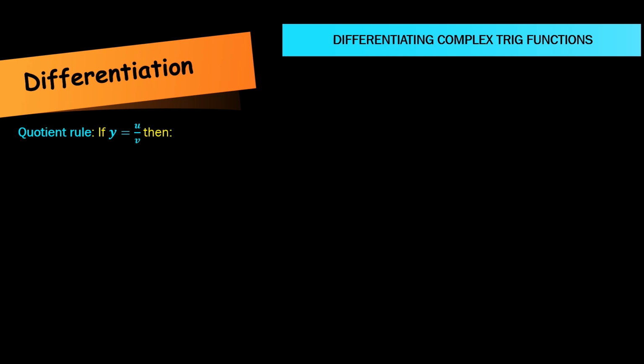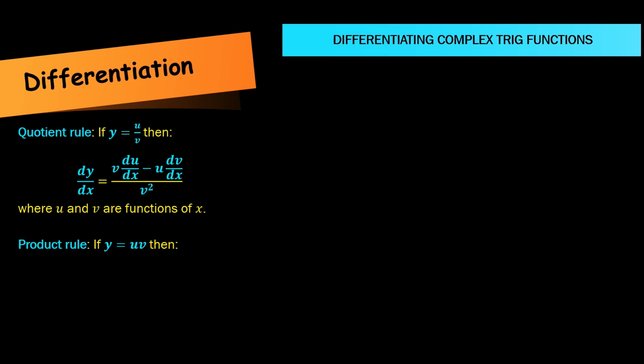The quotient rule states that if y equals u over v, then dy dx equals v du dx minus u dv dx all over v squared, where u and v are functions of x. The product rule states that if y equals u times v, then dy dx equals u dv dx plus v du dx, where u and v are functions of x.